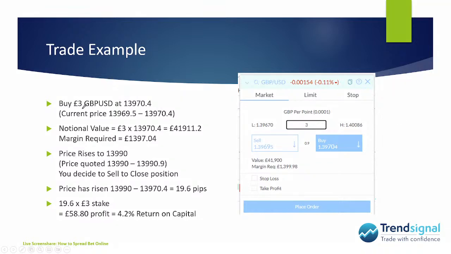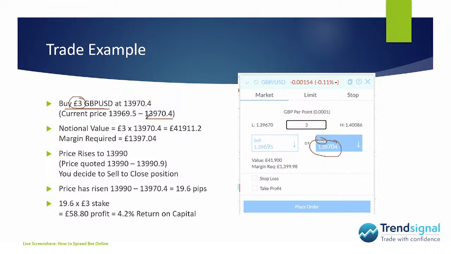So this is an example for the pound against US dollar, and we're going to buy £3 a point. So for every pip this market goes up, we're going to make £3, which also means for every pip it goes down, we're going to lose £3. That's the way it works. And remember, you can manage that risk with a stop loss and manage the objective with a target as well. But what we're basically looking at is a price of 139.70. We're going to buy at the buy price, the right hand side price, the higher of the two prices. That's what we'll be buying at.